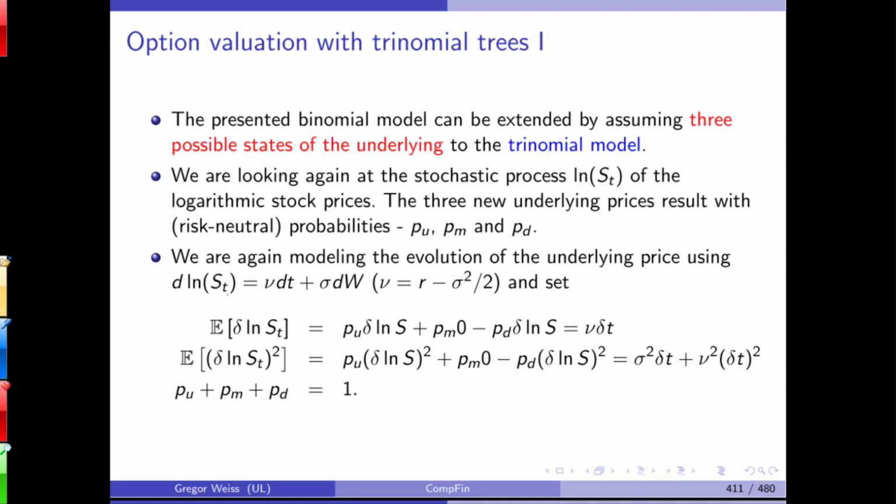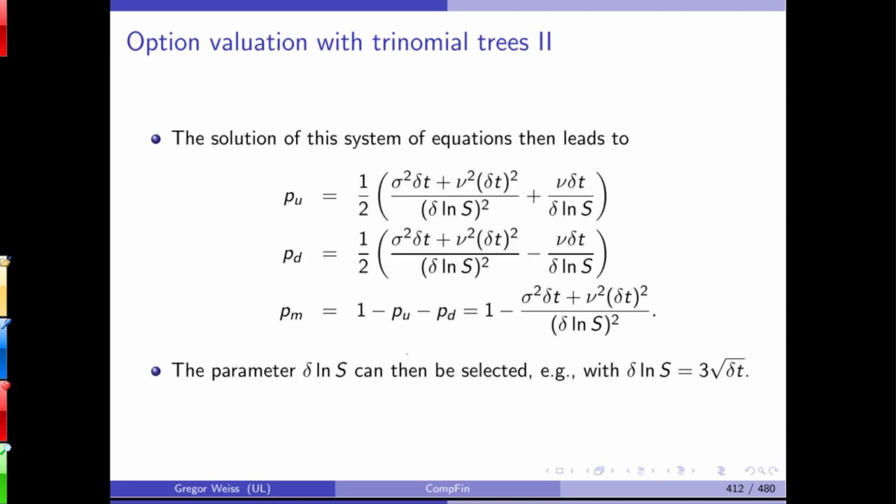So this here is again the continuous time process, and this is the discrete approximation. And because we now have one degree of freedom more, we can also require that those three probabilities add to 1. Then you have to solve it. It's more complicated than with the binomial model. As you can see, we have this system of equations here, and then we have this parameter delta lnS. It can be selected, for example, with delta lnS equal to 3 times the square root of delta t, and so on and so on.